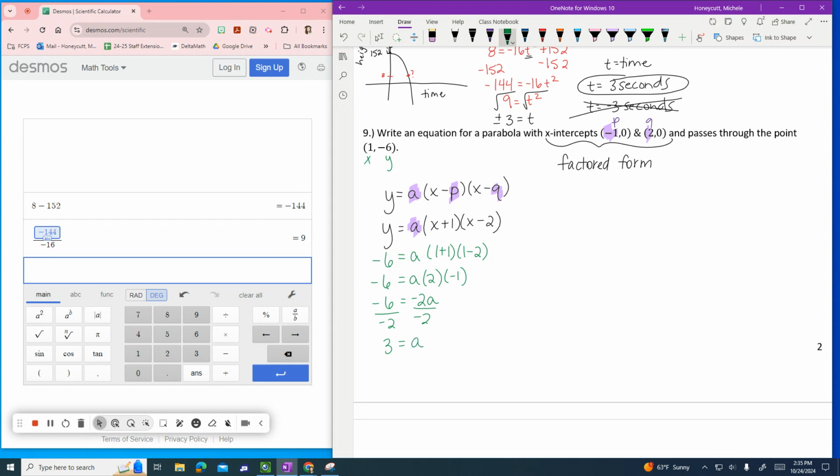So I'm going to take this information, put it together and substitute into my factored form. So I know y equals a, which is 3, times x plus 1 times x minus 2.